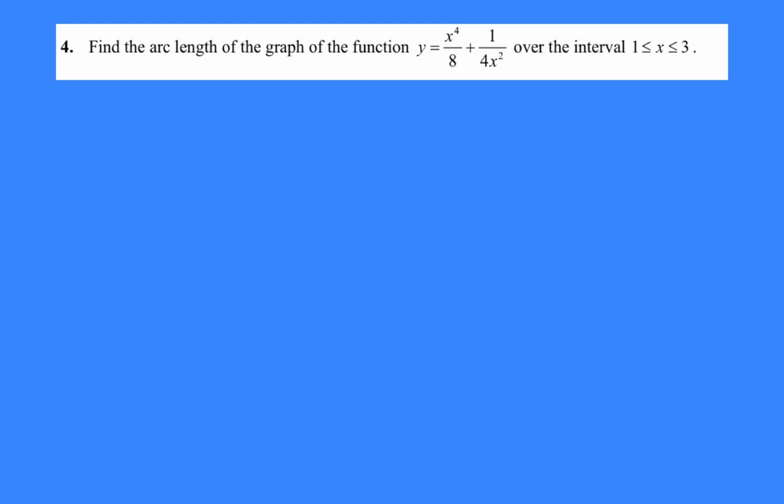Now we go to solve problem 4. Let's say find the arc length of this graph, x to the 4th divided by 8 plus 1 divided by 4x squared. And again, it's on the interval between 1 and 3. Again, we have the function between 1 and 3, and we are measuring the arc length when we walk through the curve from 1 to 3.